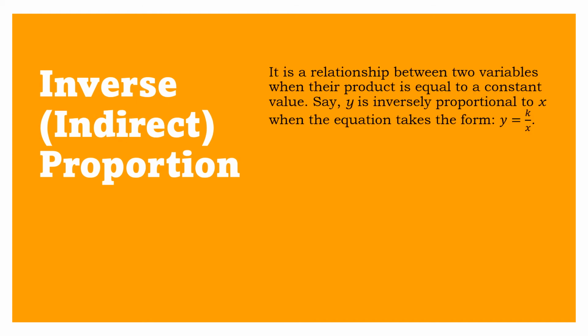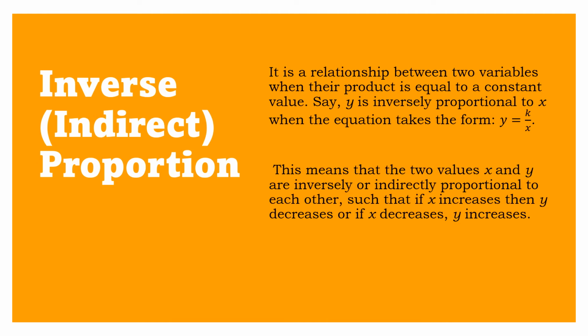Inverse or indirect proportion is a relationship between two variables when their product is equal to a constant value. We say y is inversely proportional to x when the equation takes the form y is equal to k over x. This means that x and y are inversely proportional to each other, such that if x increases, then y decreases, or if x decreases, then y increases.